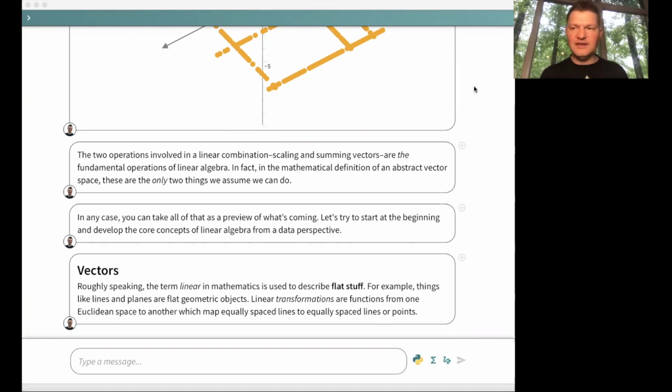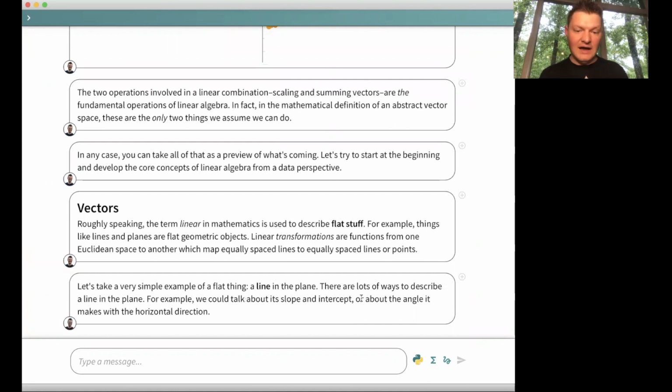So let's start with the very simplest flat thing, a line, and specifically just a line in the plane. I won't even draw it. Imagine a plane with a line in it. There are lots of ways to describe a line in the plane that you have learned in previous schooling. For example, maybe the first thing you learned, or certainly very early on, was slope and intercept. You can describe a line on a plane in terms of its slope and where it hits the y-axis. Alternatively, we could talk about the angle that a given line makes with the horizontal direction. That's going to have a direct connection with the slope.